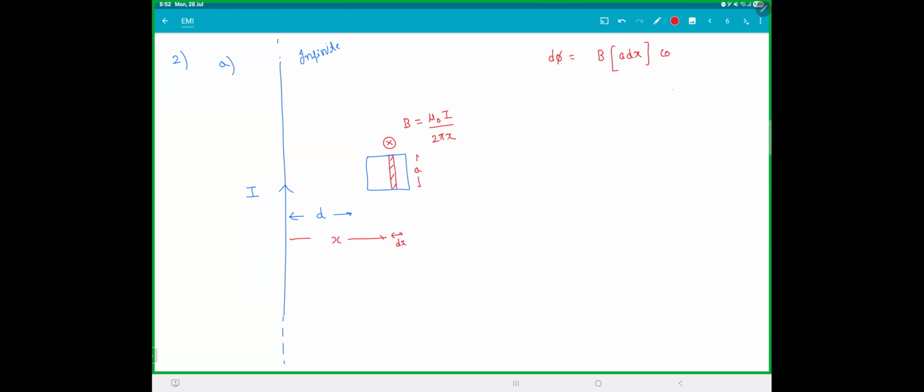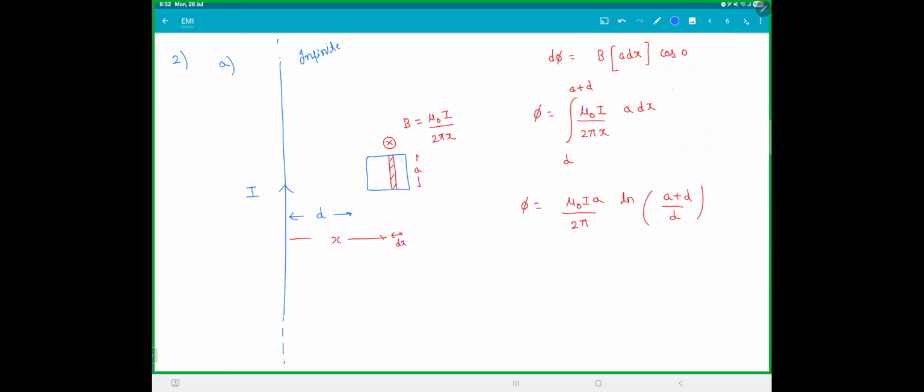Angle is anyway 0 degrees, so B and A are parallel. So this will be mu naught I by 2 pi x A dx. Limits will go from D to A plus D. Therefore, the flux will be mu naught I A by 2 pi ln (A plus D) by D. Clear?